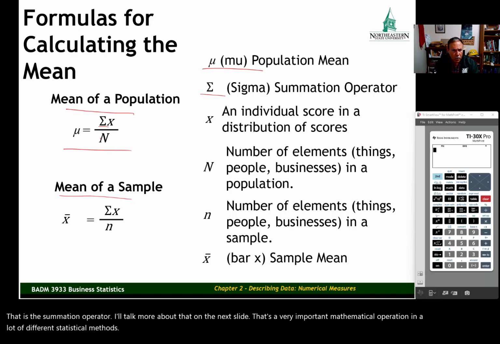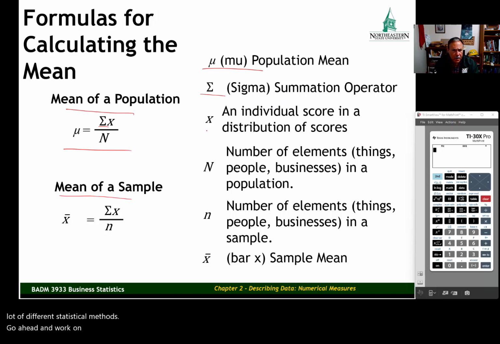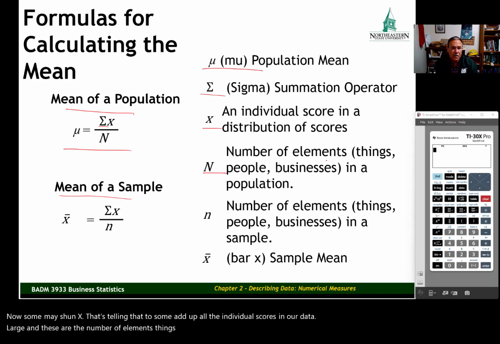Go ahead and work on this formula. I'm going to skip that for now, skip the x. Well, no, I do need to talk about the x. Now, the x is an individual score. Now, summation x, that's telling us to sum, add up all the individual scores in our data. Large N, these are the number of elements, things, people, businesses that are in our population that we've collected data from.